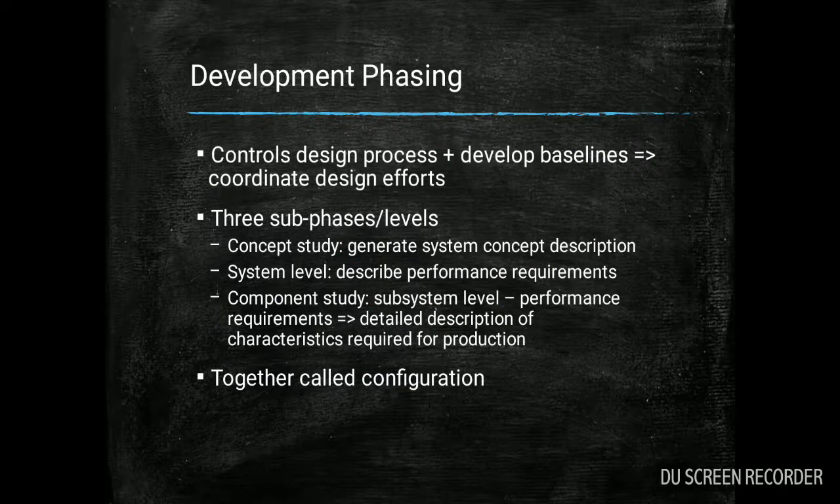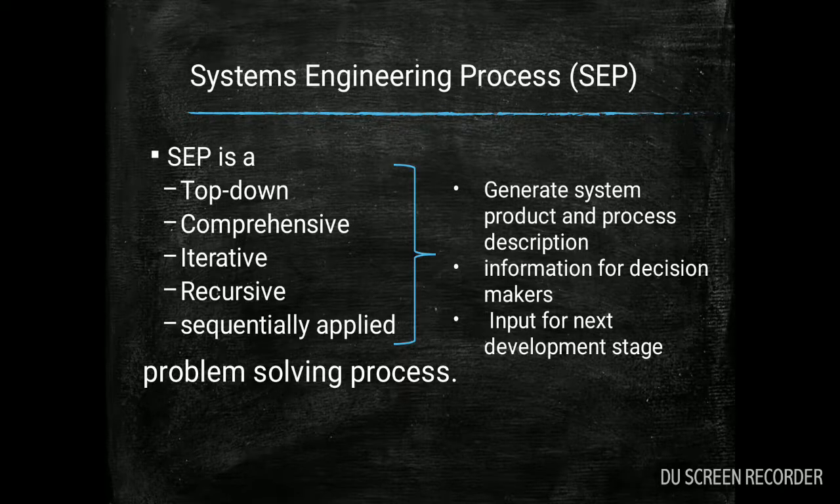Coming back to the topic, let us first describe the systems engineering process. The systems engineering process is a top-down, comprehensive, iterative, recursive, and sequentially applied problem solving process. It is a problem solving process which generates system products and product descriptions, whereas the information for decision makers is also gathered, and the input for the next development stage is also taken care of.